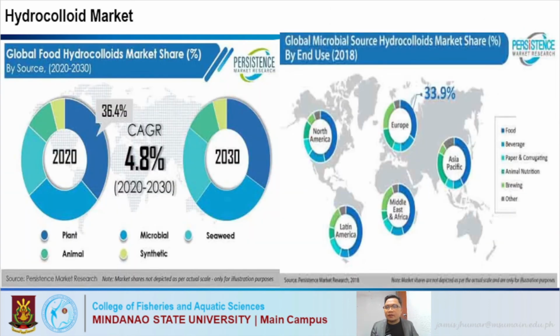And then here we have the global food hydrocolloid market share. The source is 2020-2030 from the Persistence Market Research. So basically, you could see here that lots of the hydrocolloids came from plants, accounting for 36.4% in the year 2020. And it was projected that in 2030, this percentage will still remain at large, no? It would somehow increase at 4.8%, no? The sources of hydrocolloids among the raw materials that they are taken from.